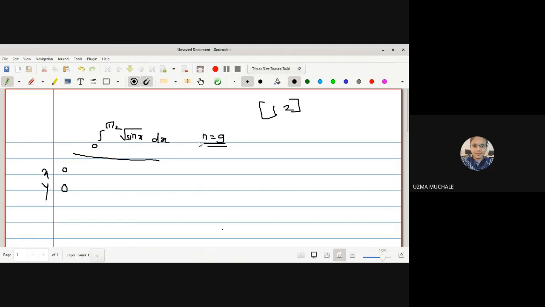Let us go. If we want to divide this 0 to pi by 2 into n equal parts, what we have to do is first divide by 9. So the first point here is pi by 18. What will be the next point? Pi by 9. Next is pi by 6. Then 4 pi by 18. 5 pi by 18.